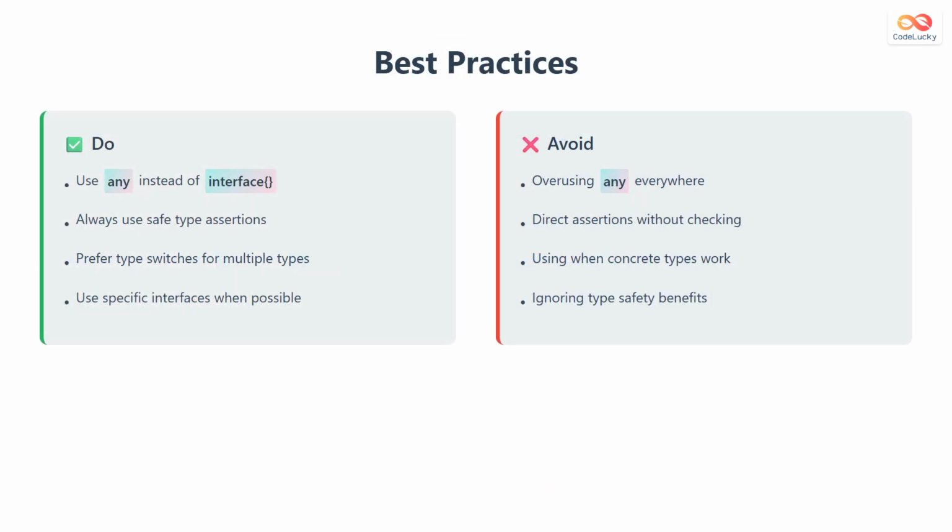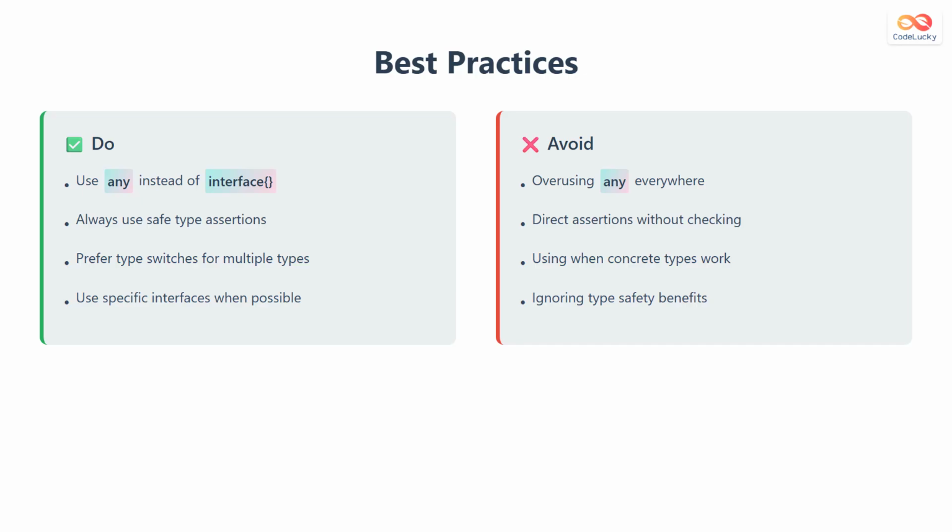Here are some best practices to keep in mind when working with empty interfaces. First, use any instead of interface{}. Second, always use safe type assertions. Third, prefer type switches for handling multiple types. Fourth, use specific interfaces when possible.